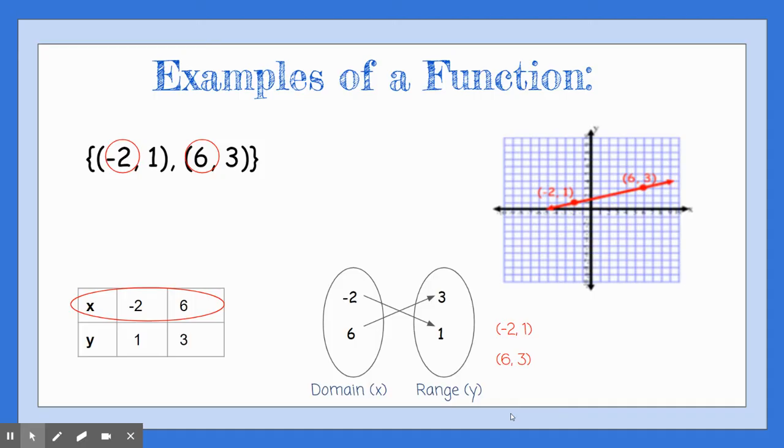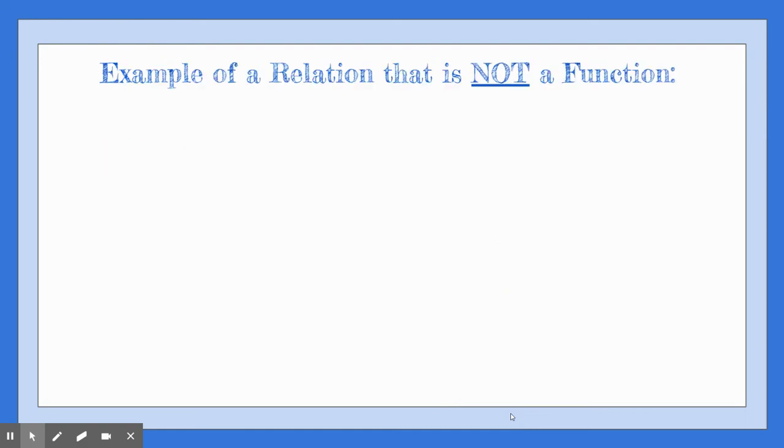We studied linear equations this year, and every linear equation that we graphed was a function with exception to one type, which we'll look at on the next slide. This would be the equation of that line. If we plugged in any number for x, we would always get a different answer for our y value. So here's an example of a function represented 5 different ways. This is an example of a relation that would not be a function.